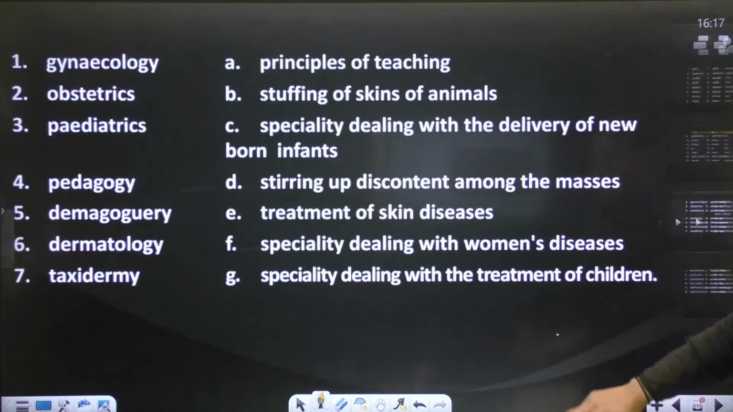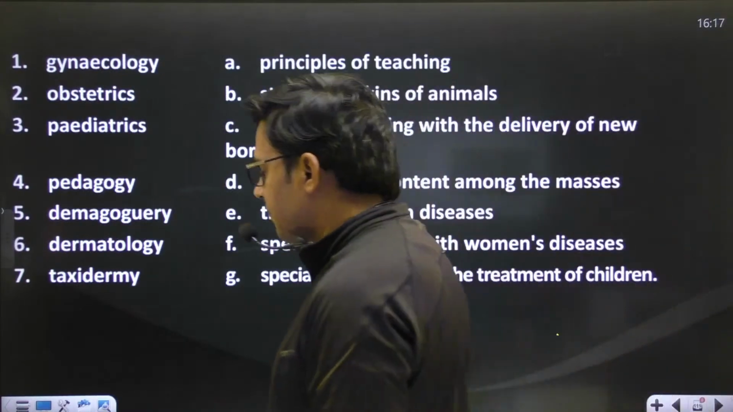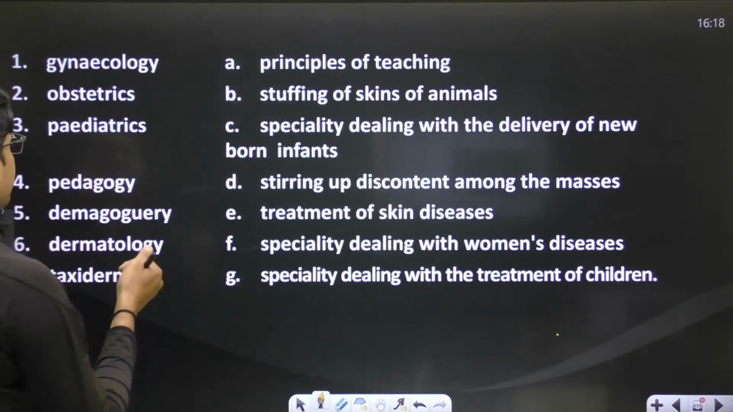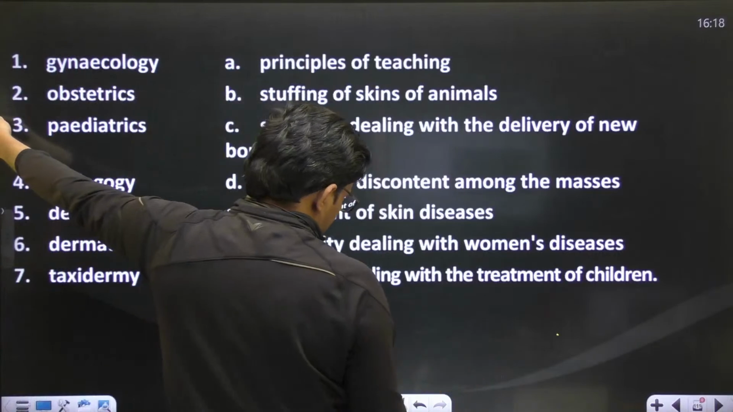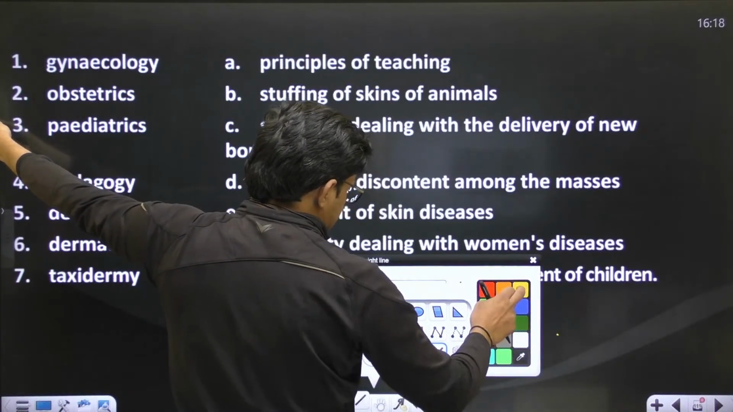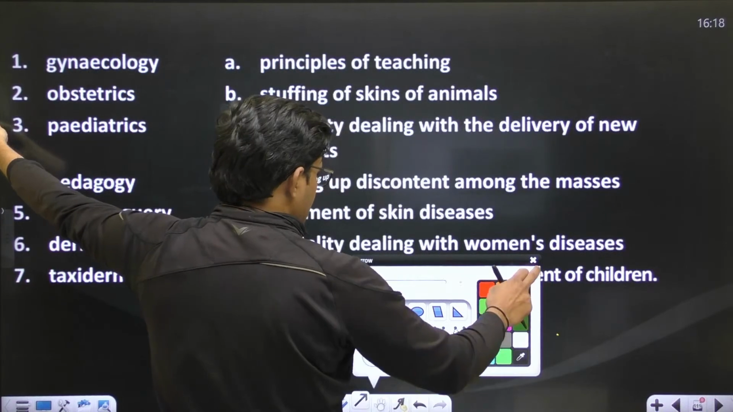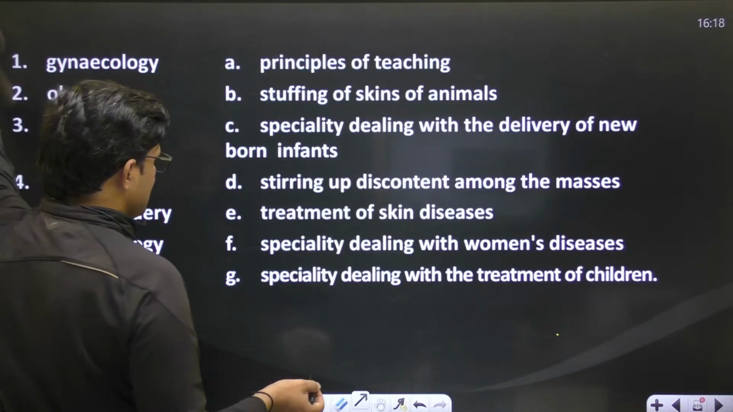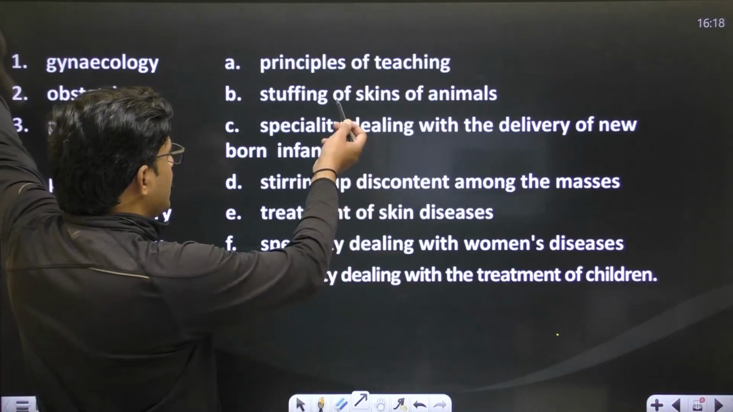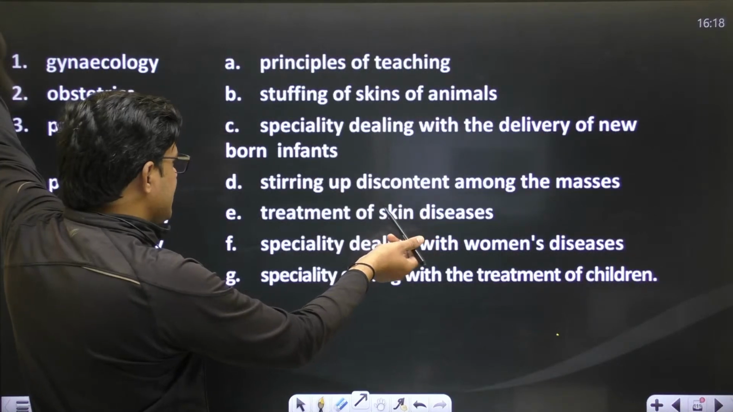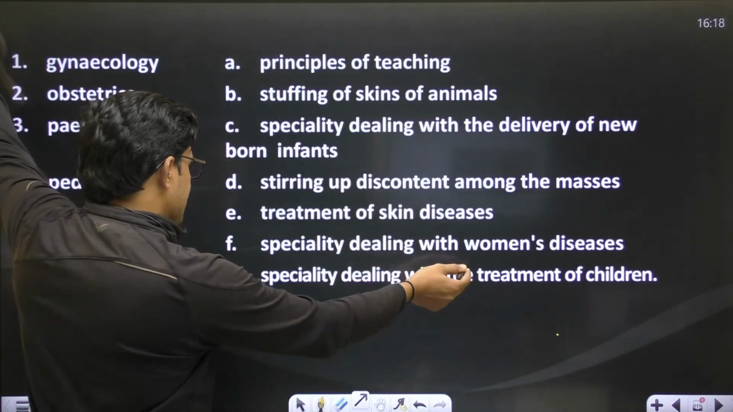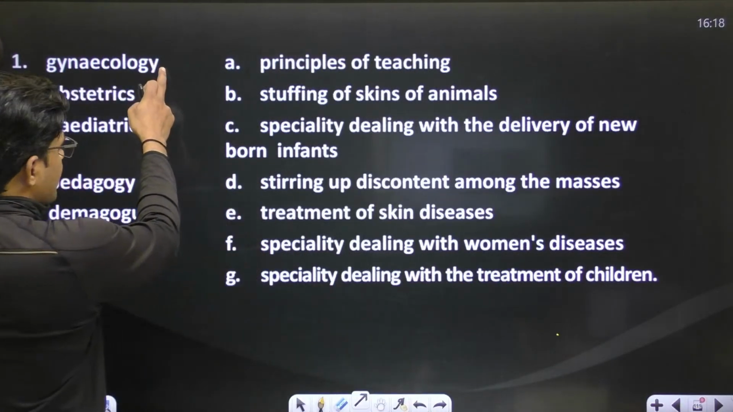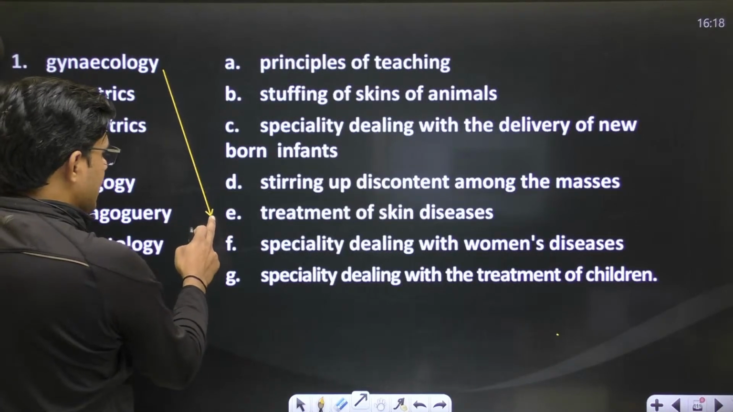Okay, let us match properly. So this is proper match. You have to maintain match here. Okay, let us take an example. First word is gynecology. Gynecology, you know, specialist of women disorders. So it is all about women disorders, like this one is women diseases. Okay, so first will match to the F.